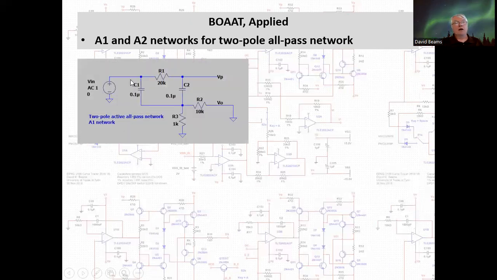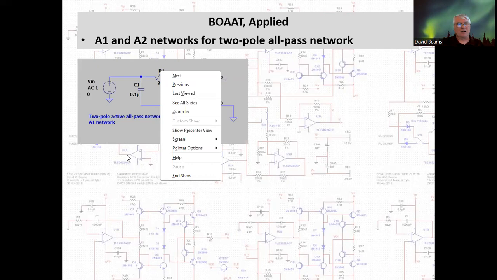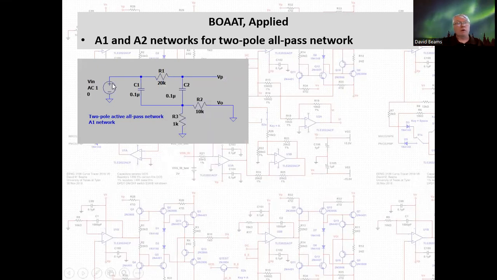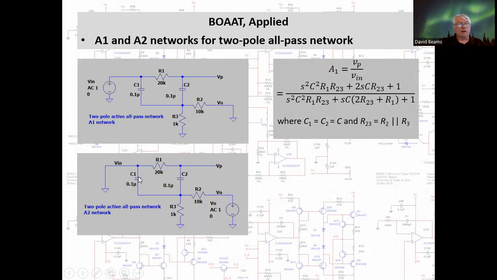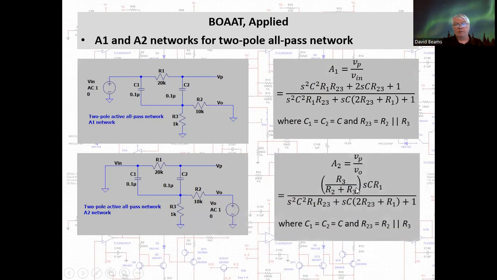Okay. Here's the network for determining A1. We apply an input voltage, force the output voltage to 0, and find V sub P. And this is the expression for it. Now, I've made the assumption that the two capacitors have equal values, and I'm using the notation R23 to represent the value of R2 in parallel with R3. Here's the network for determining coefficient A2. We set Vin to 0 and apply a voltage at the output and determine V sub P. And this is the expression for A2.